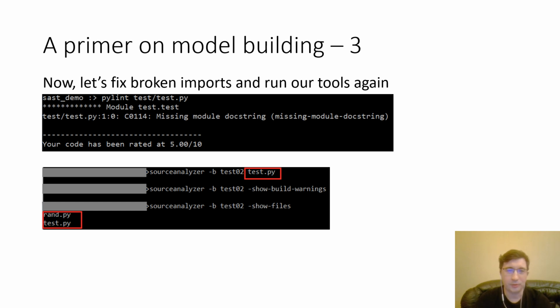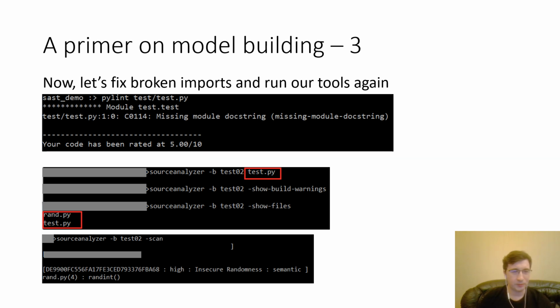The second one is our commercial tool, and note that we're still trying to scan only one Python file. We explicitly include only test.py in our analysis model. But when we list the set of files that was included into the build, we see that it included rand.py, because the code from rand.py was imported and used by test.py.